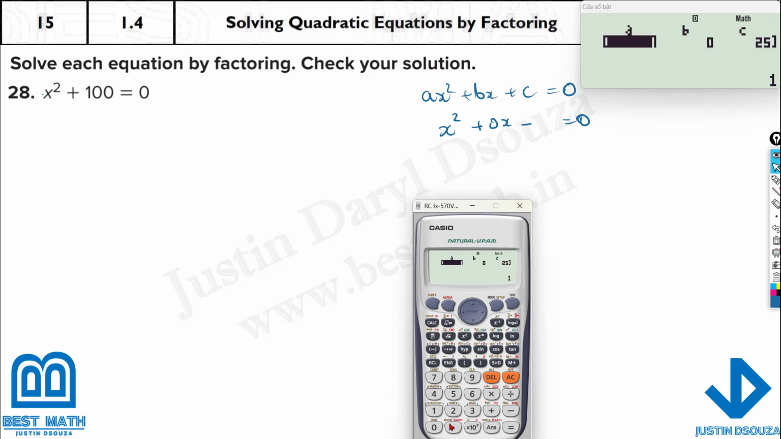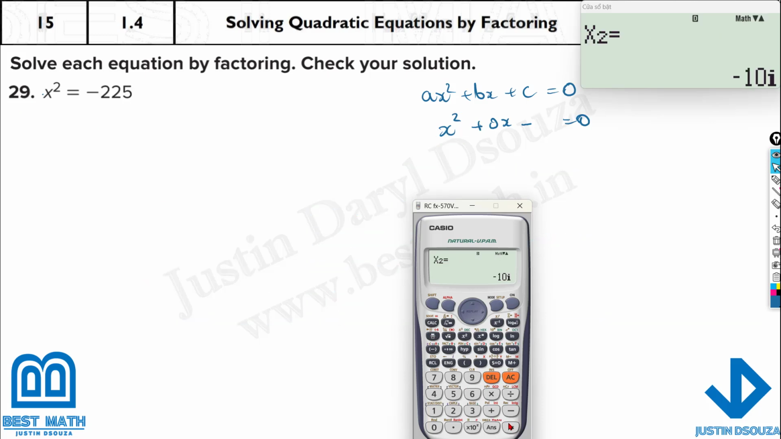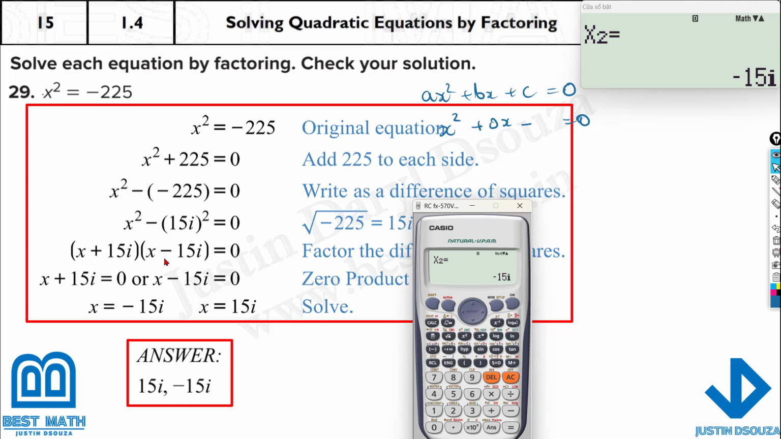Same thing here. It'll be 1, 0. Sorry, this is the same problem we just did. 0. And the last one is 100, positive 100. And here we go. It's 10i and minus 10i. What about this one here? 1, 0, and 225. The answer will be 15i and minus 15i.